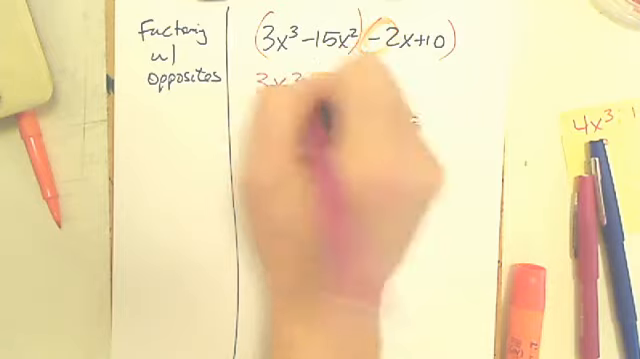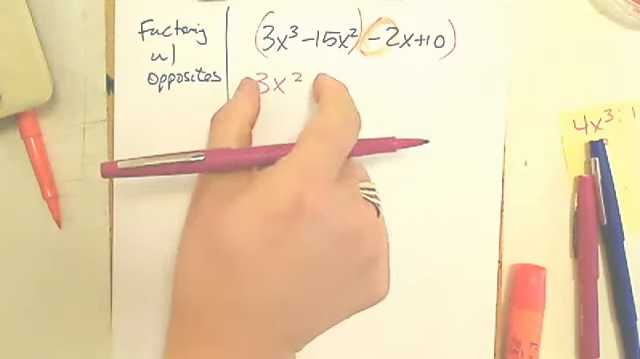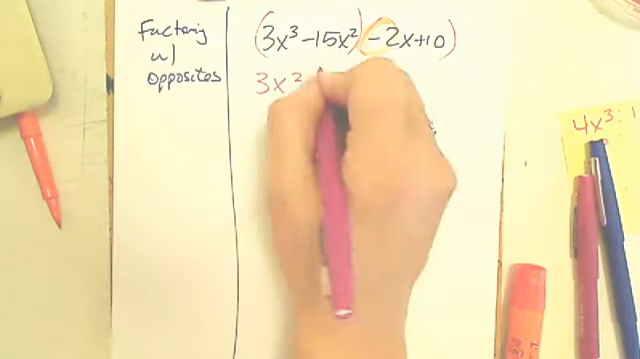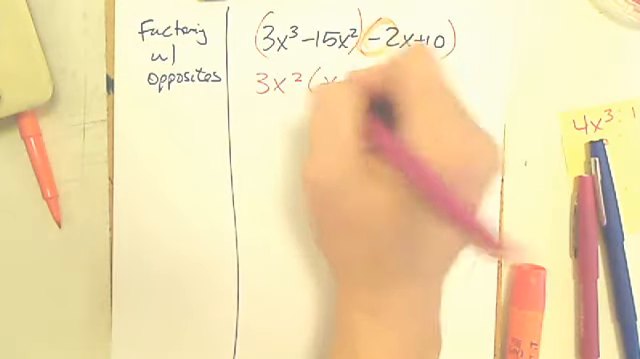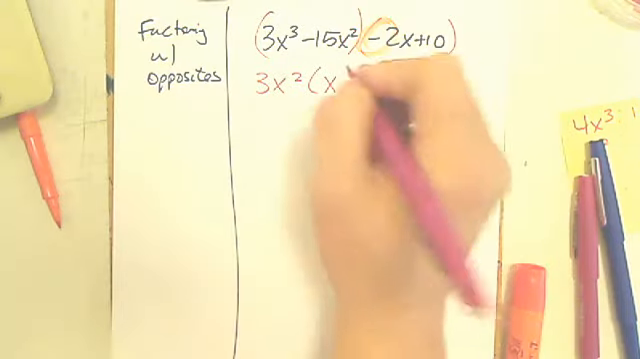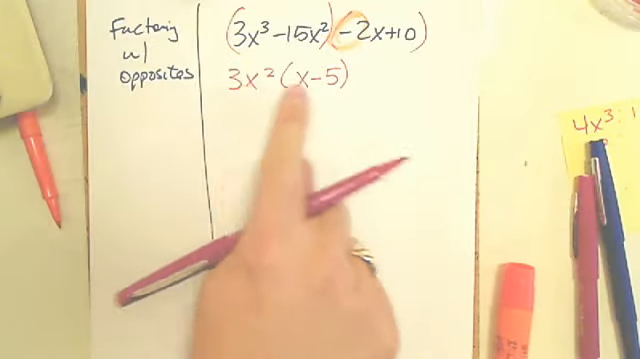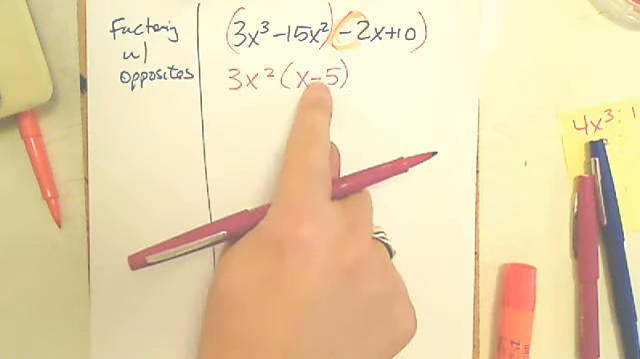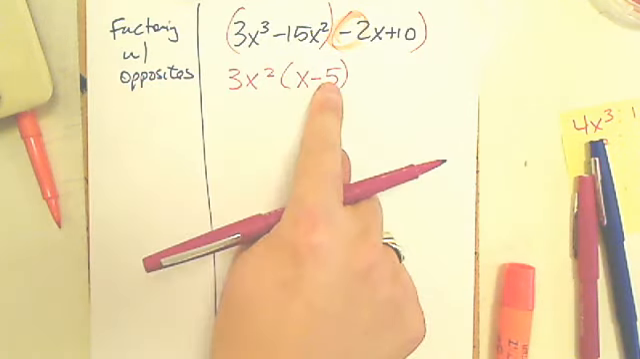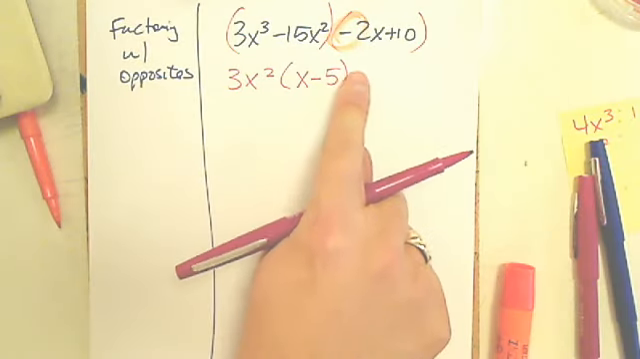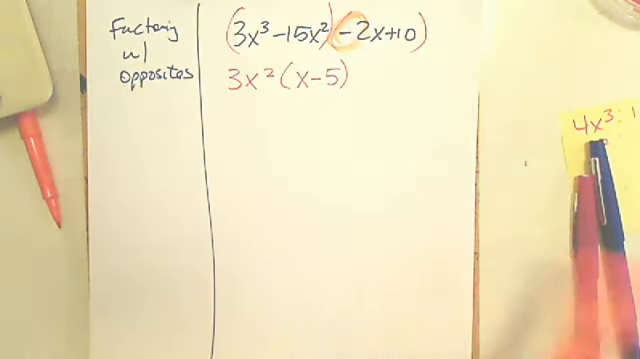3x squared. Take as much as I can out at the beginning. And then I should have left x minus 5. Go back and check it really fast. 3 times 1 is 3x squared, x times 1 is x. 3 times negative 5 is negative 15. That's correct. Now, in the second part, be very careful right here.